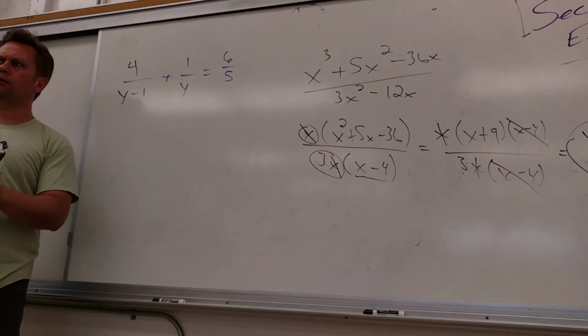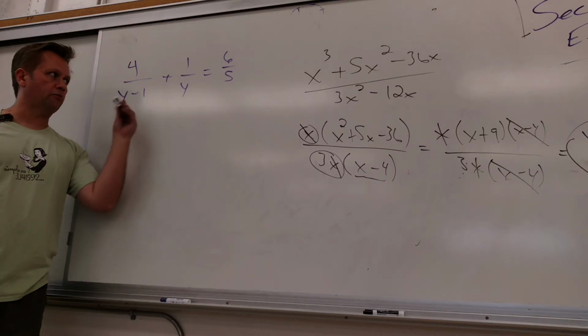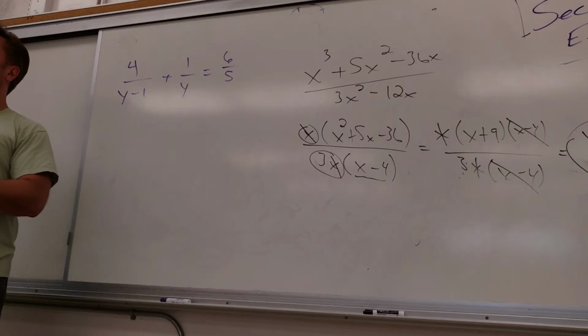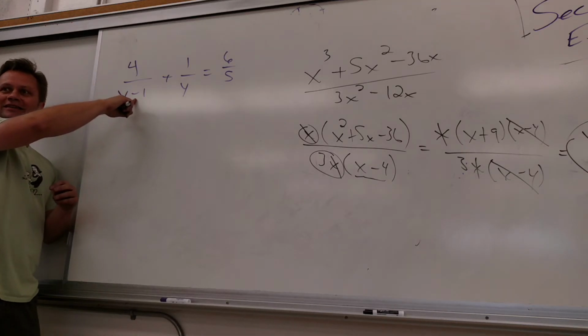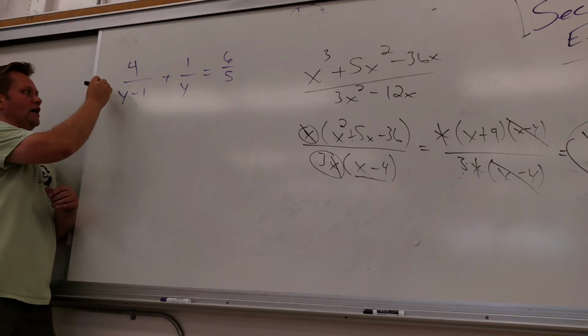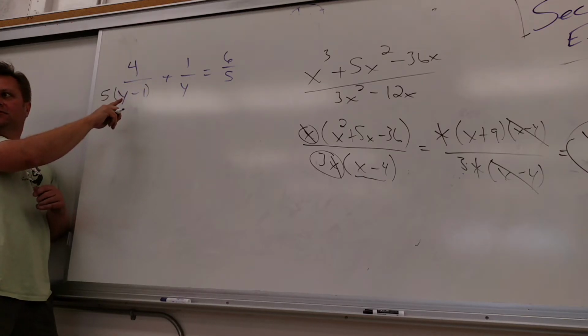This kind of problem, what is it that I want to have happen? The specific problem doesn't even matter, really. What's the idea? You want the LCD, you want a common denominator, right? So what does this guy need? He needs a 5 and a y, because he doesn't have a y yet.